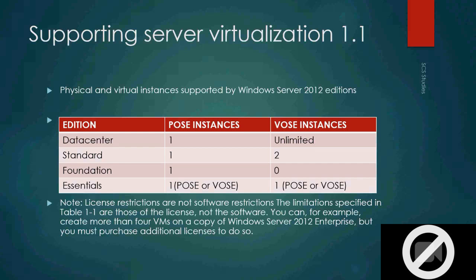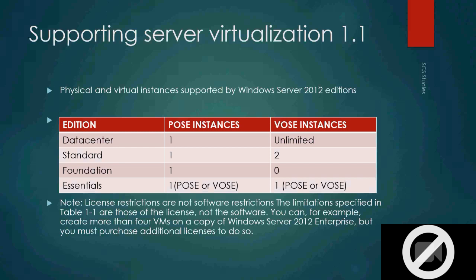On the left side, Datacenter Edition, you can see we can install a Datacenter Edition in one POSE instance. One POSE instance means one physical server. If you purchase a Datacenter Edition of the operating system in 2012, you can install that operating system on a physical hardware, and you can have an unlimited number of WOSE instances, virtual instances. There is no more license required. You can install an unlimited number of Datacenter Edition virtual licenses.